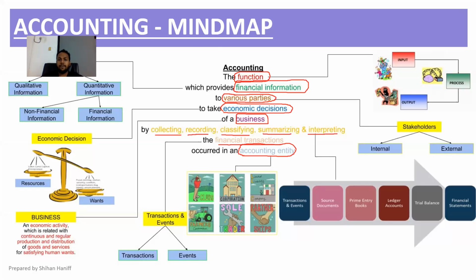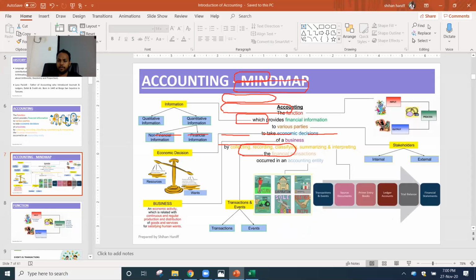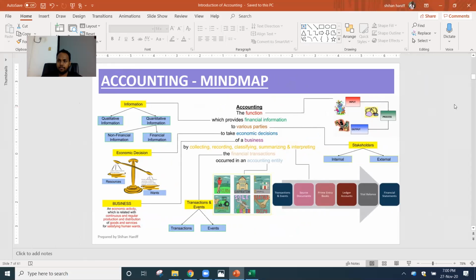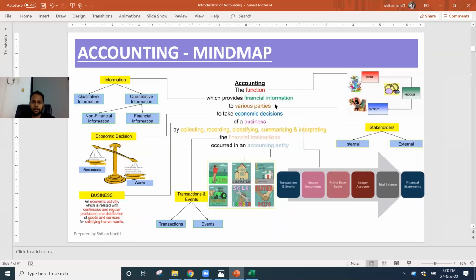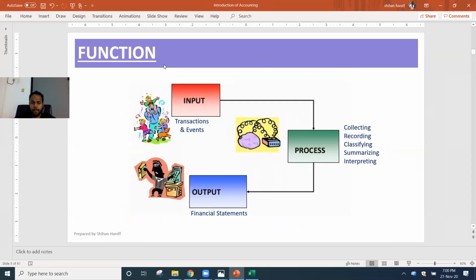Let's learn from the first term, function. So first term is accounting is a function. What is meant by a function? A function has an input, a process, and an output.